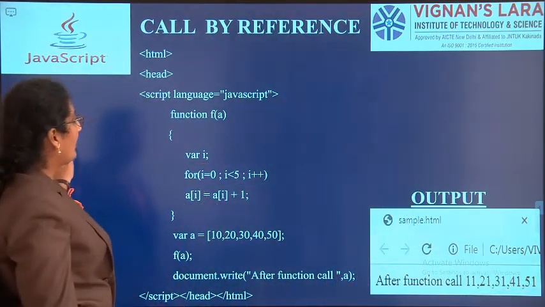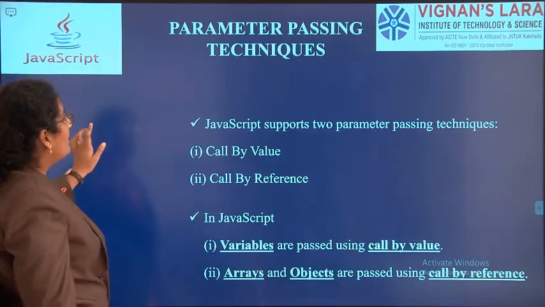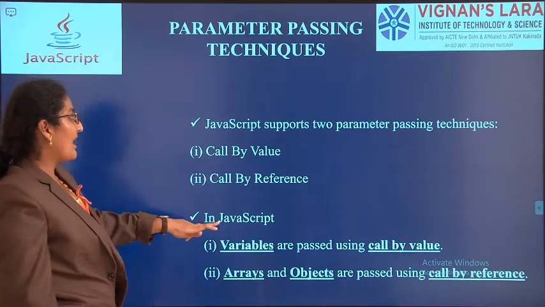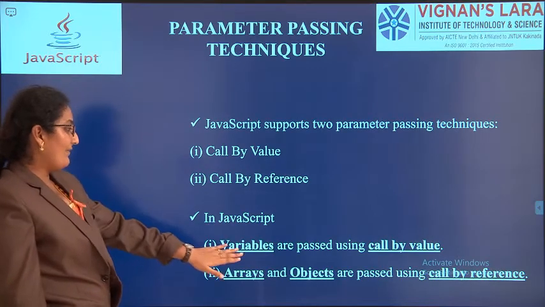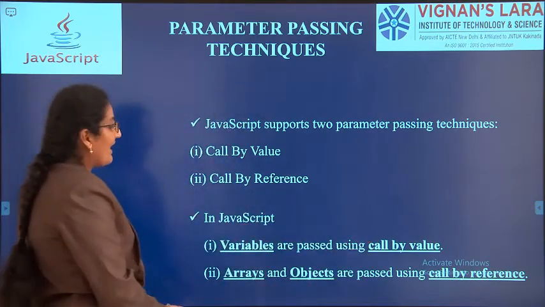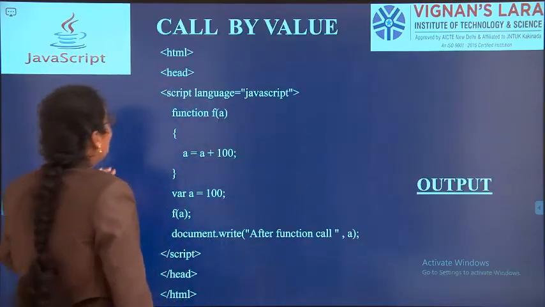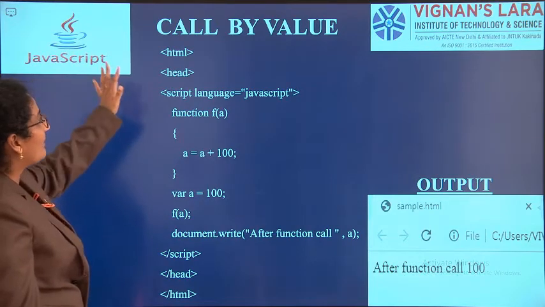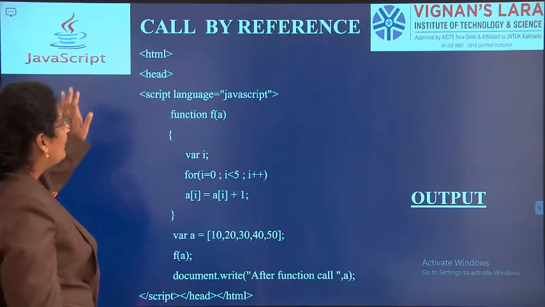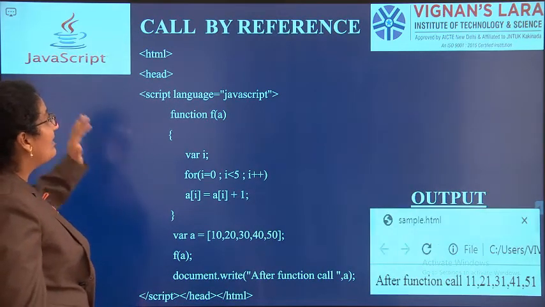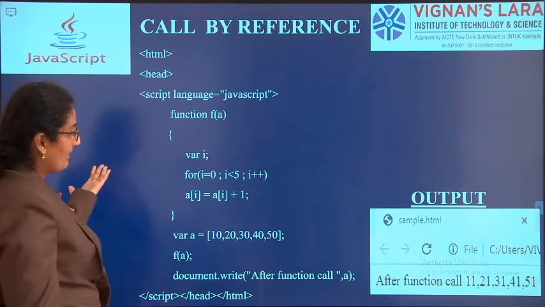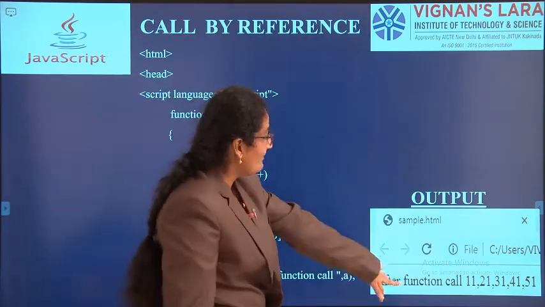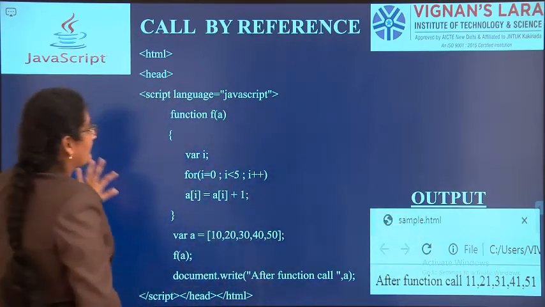So see here, we will conclude by this. Parameter passing mechanisms we have two, call by value and call by reference. In JavaScript we support these two. For variables we use call by value. For arrays and objects we use call by reference. Here a is a variable, so the output will be like this. In this example we perform call by value and a is a variable. In this example a is an array, and for an array we use call by reference. Since I am adding 1, 10, 20, 30, 40, 50 becomes 11, 21, 31, 41, 51.